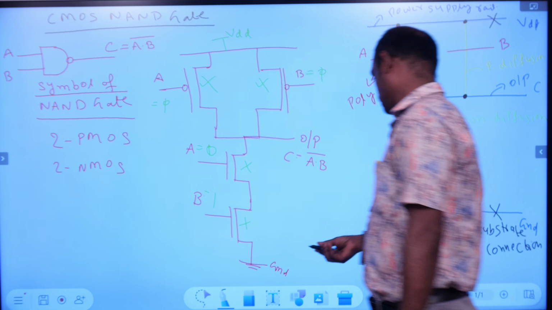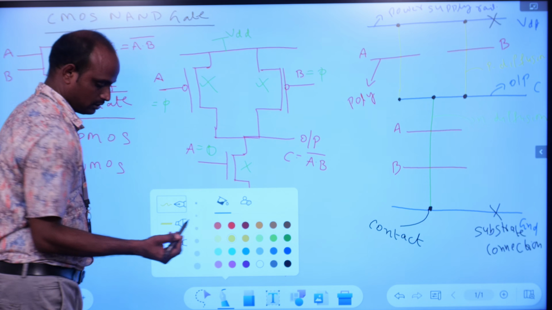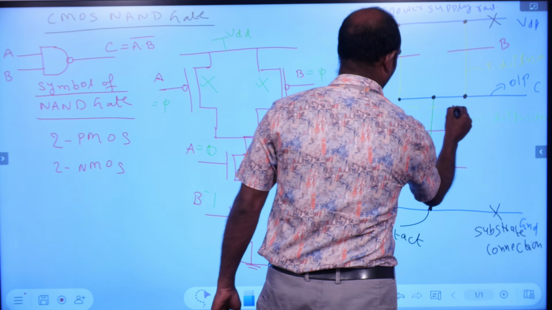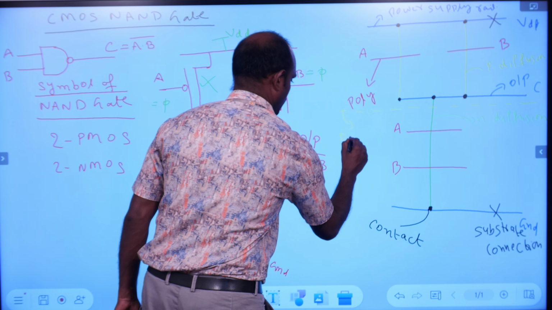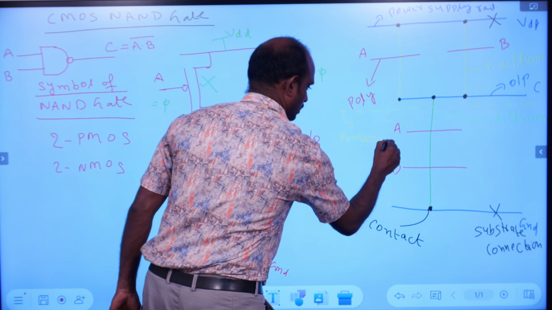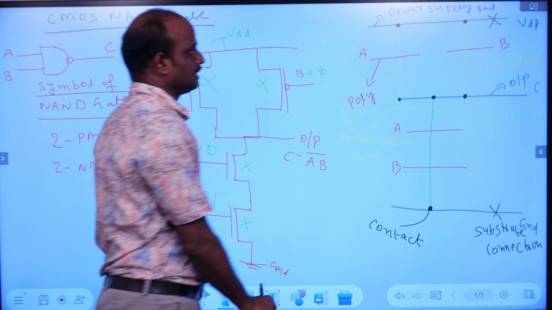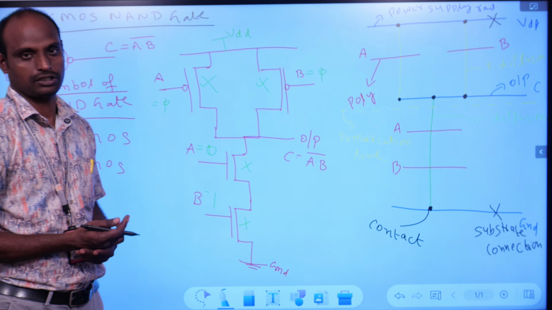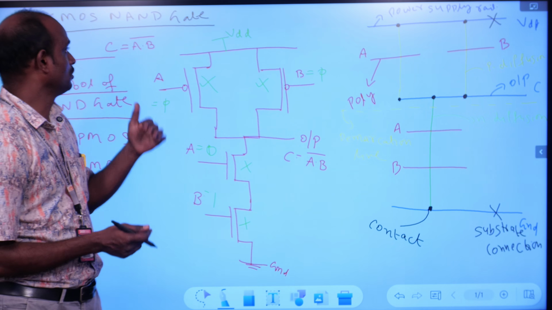And one more thing is left, that is the demarcation line we have to show. The demarcation line is a line which shows the separation between pull down and pull up network. So these yellow lines are demarcation lines. So this is the stick diagram for CMOS NAND gate. Similarly, you can construct stick diagrams for any other circuits. So this is the concept we have to use. So practice 1, that is CMOS NOR gate.